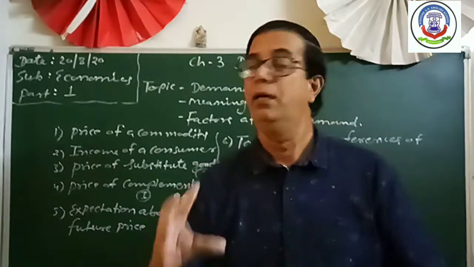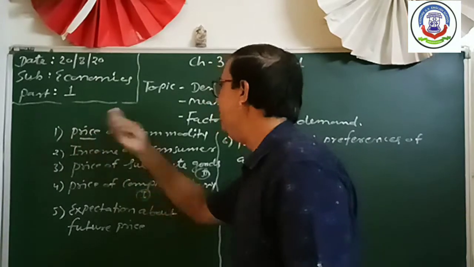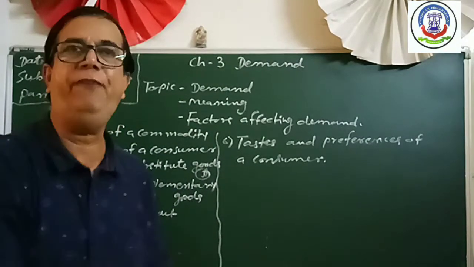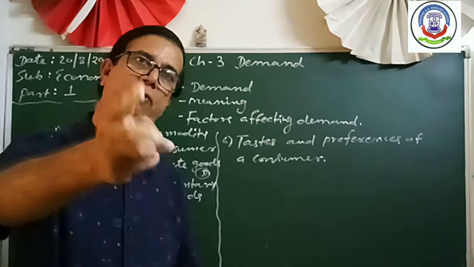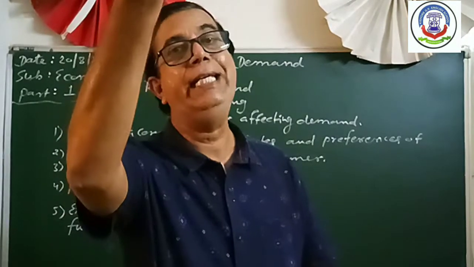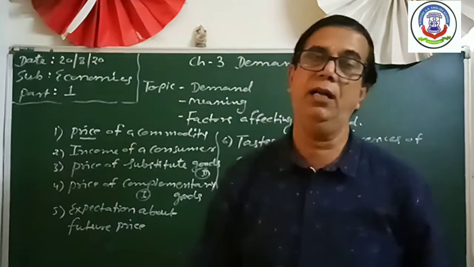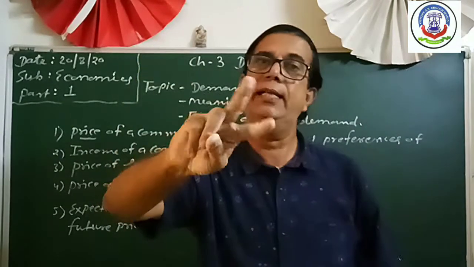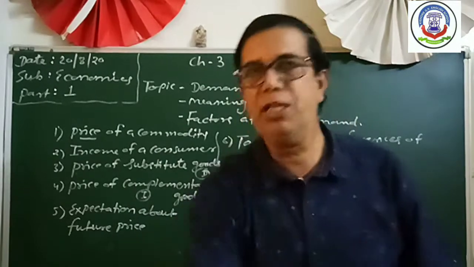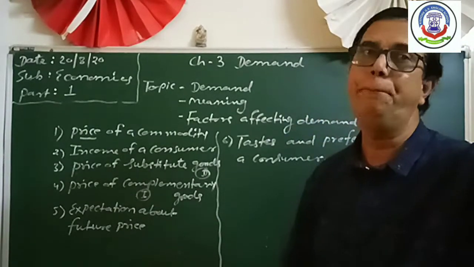Now here we see factors affecting demand. The first is the price of a commodity or goods or services. Price is the main factor. One thing to remember, there is inverse relationship between price and demand. If the price of a commodity increases, demand decreases. If the price of a commodity decreases, demand of commodity increases. Price always affects the demand in the market.